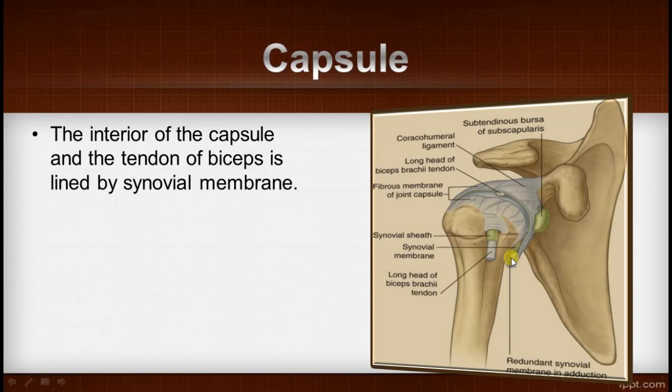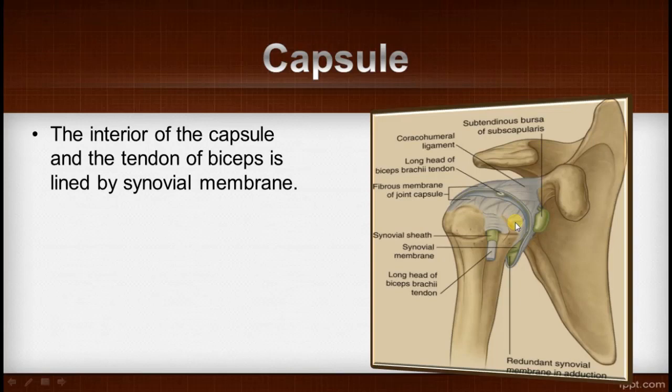Now, the interior of the capsule is lined by a glistening shiny membrane, which is called the synovial membrane. The synovial membrane not only lines the interior of the capsule, it also reflects onto the humerus up till the anatomical neck. Beyond that, it won't reflect onto the anatomical neck, because the anatomical neck takes part in articulation and is covered by articular cartilage. Usually, synovial membrane does not line the articular surfaces.